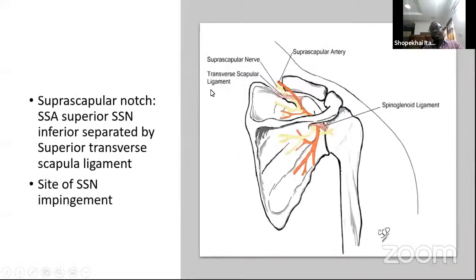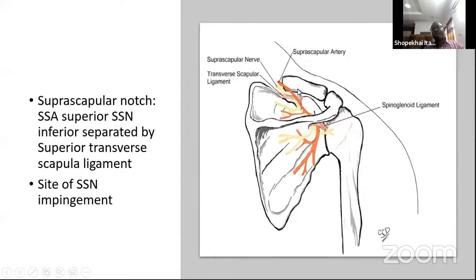One important thing I want to mention with regard to the anatomy is the pathway of the suprascapular nerve in the suprascapular notch, which is where my cursor lies. In this notch, the suprascapular nerve is separated from the suprascapular artery. The transverse scapular ligament lies between them, and the suprascapular nerve is inferior to it. So the artery is superior to the nerve in the notch.